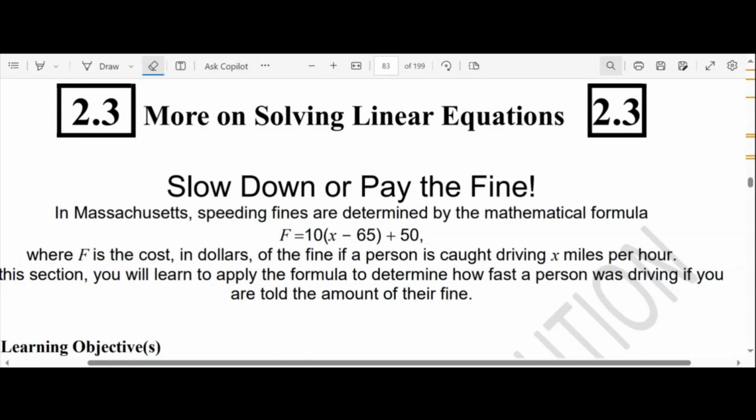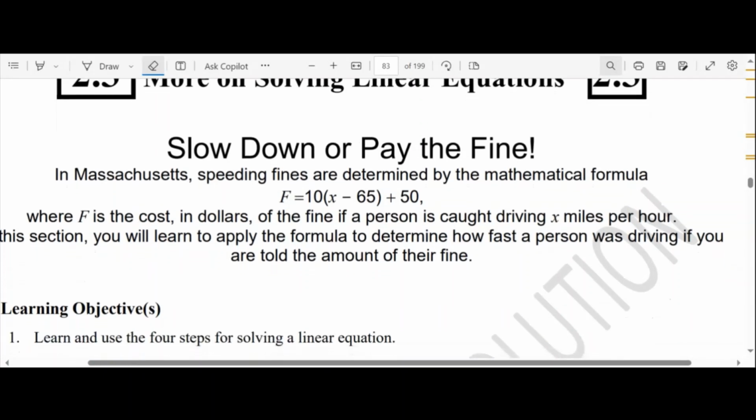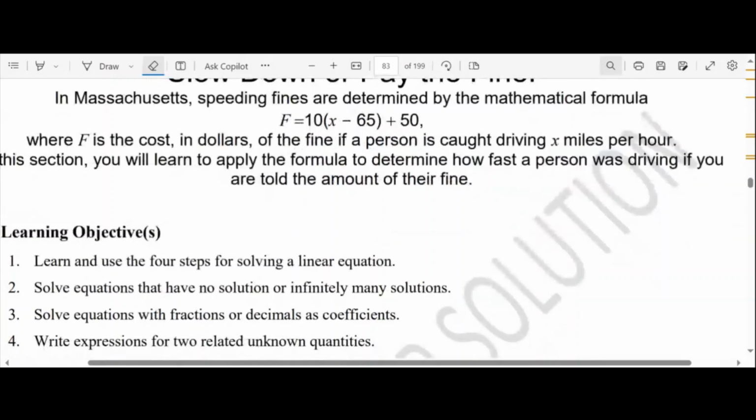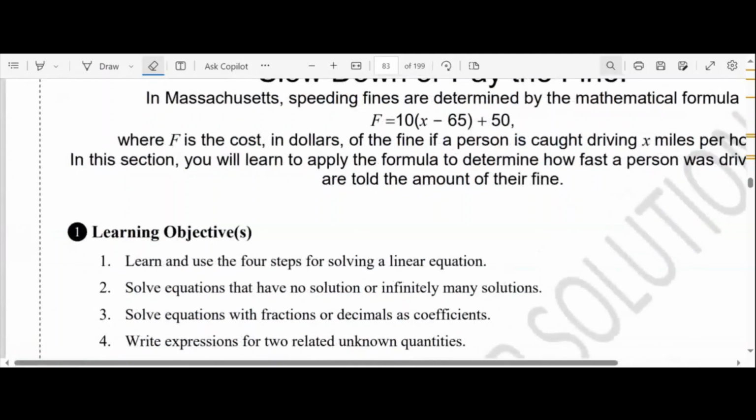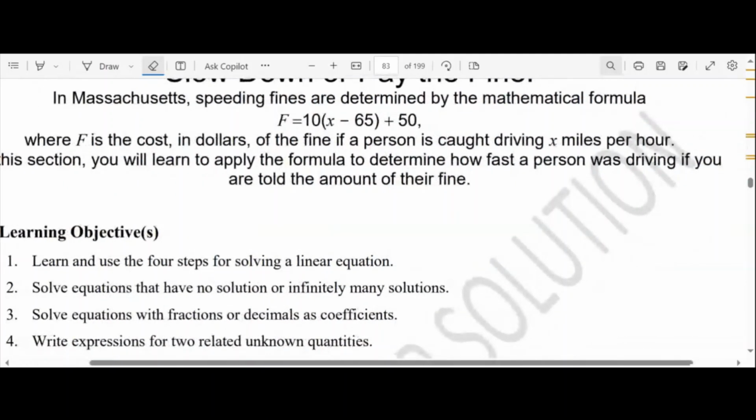In Massachusetts, speeding fines are determined by a mathematical formula: F = 10(x − 65) + 50, where F is the cost in dollars of the fine if a person is caught driving x miles per hour. In this section you will learn to apply the formula to determine how fast a person was driving if you are told the amount of their fine.